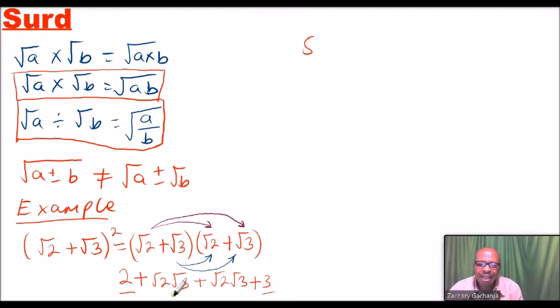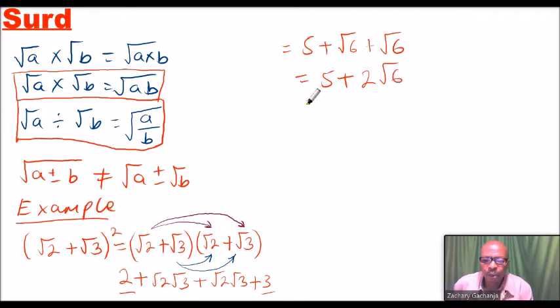Then we have a plus. We can combine this: the root of 2 times 3 gives the root of 6, plus the root of 6 again, which we can combine and say this is 5 plus, when we are adding, we said you add these and you get 2 root 6. I hope you remember how we were able to add the surds. So that's how you work that out.